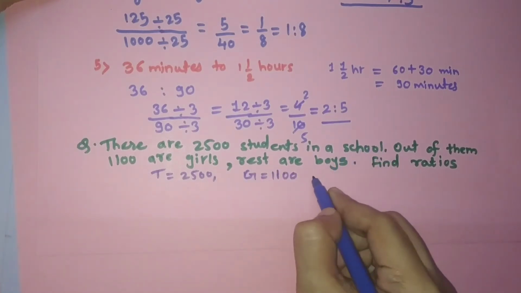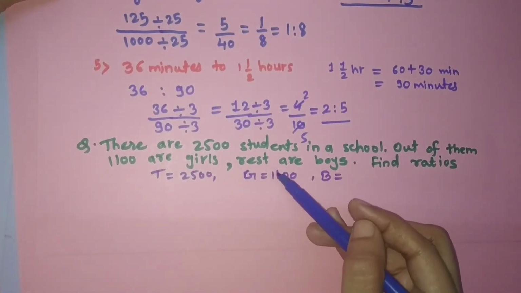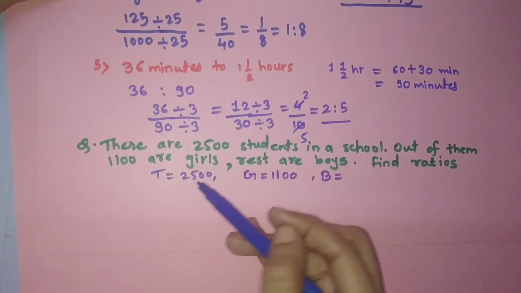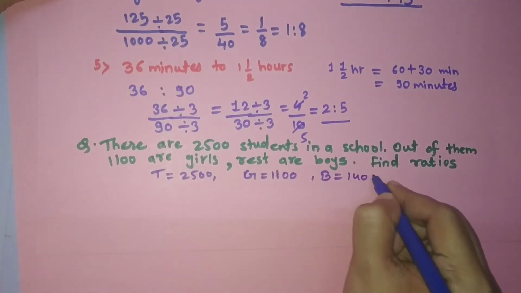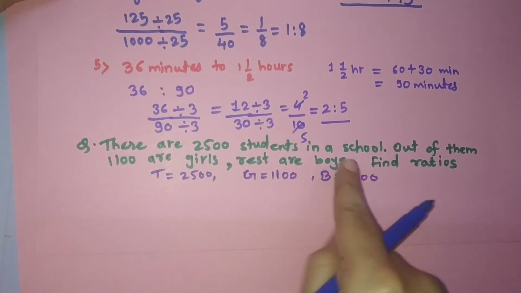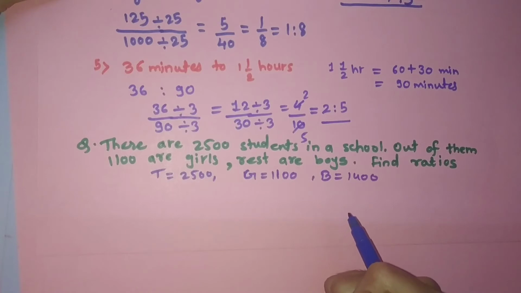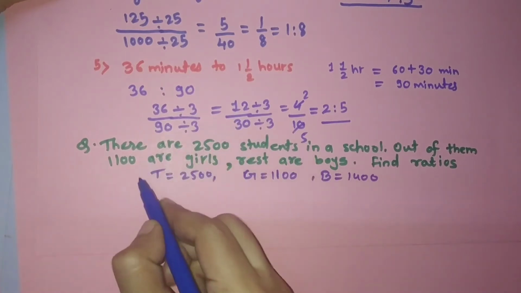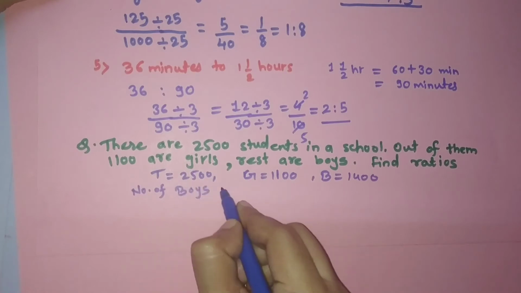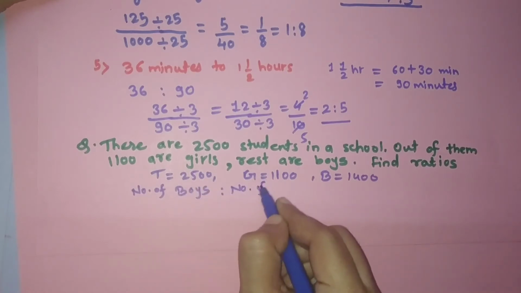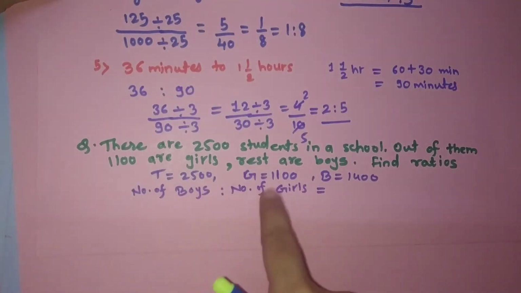So friends, the boys, obviously, we will get by removing the number of girls from the total. So 2,500 minus 1,100 will get 1,400. So 1,400 are the boys. So now the ratios are, we need to first find out of boys to girls, that is number of boys is to number of girls.